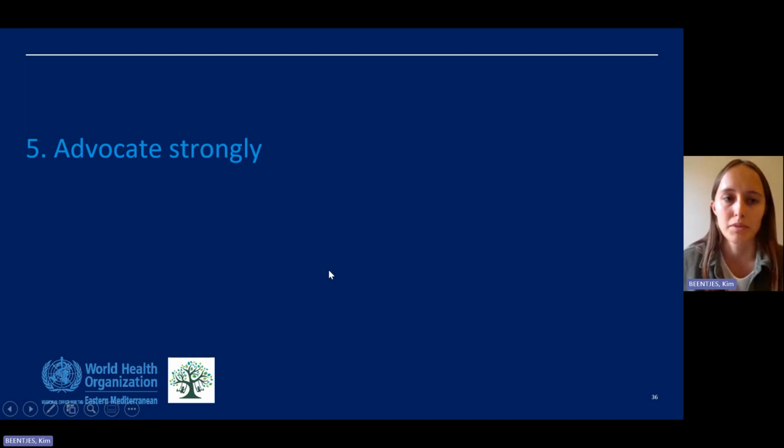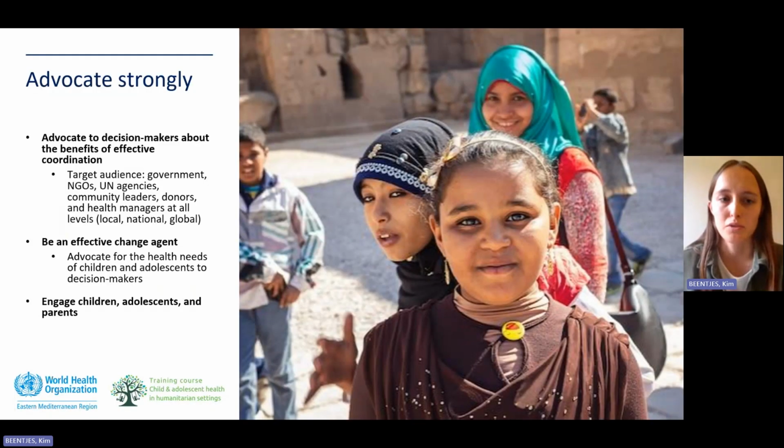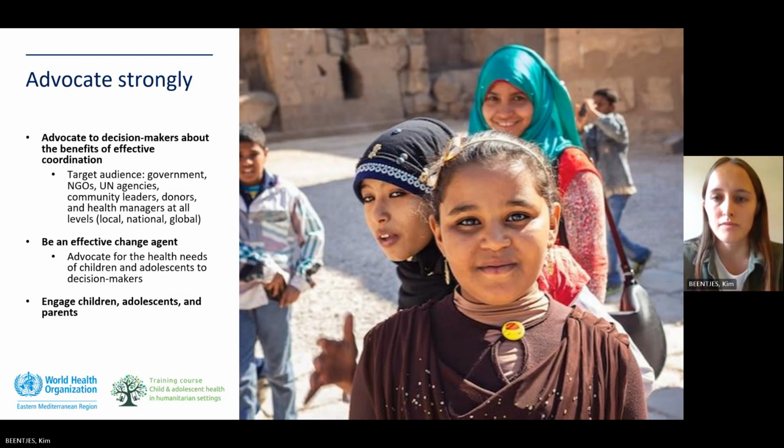It's important to advocate to decision makers about the benefits of effective coordination, and the target audience for this is governments, NGOs, UN agencies, community leaders, donors, and health managers at all levels. So this includes local, national, and global. Be an effective change agent, advocate for the health needs of children and adolescents to decision makers. And it's always important to engage children, adolescents, and parents in these decisions.